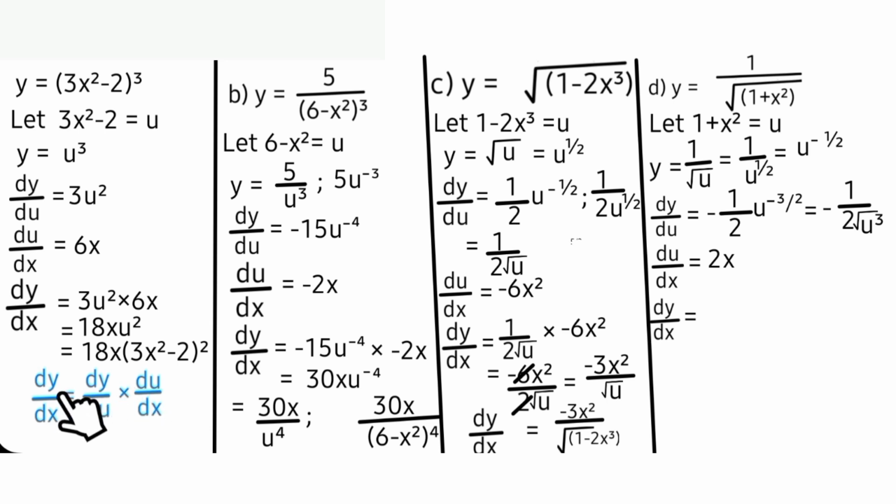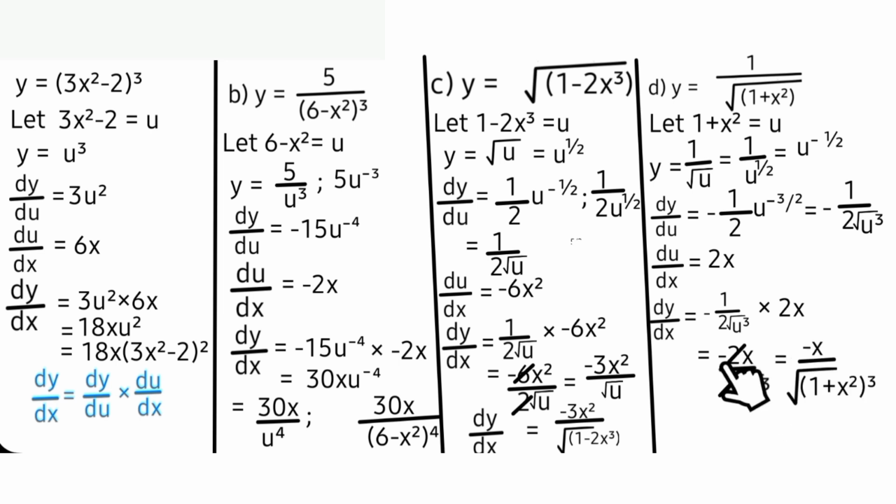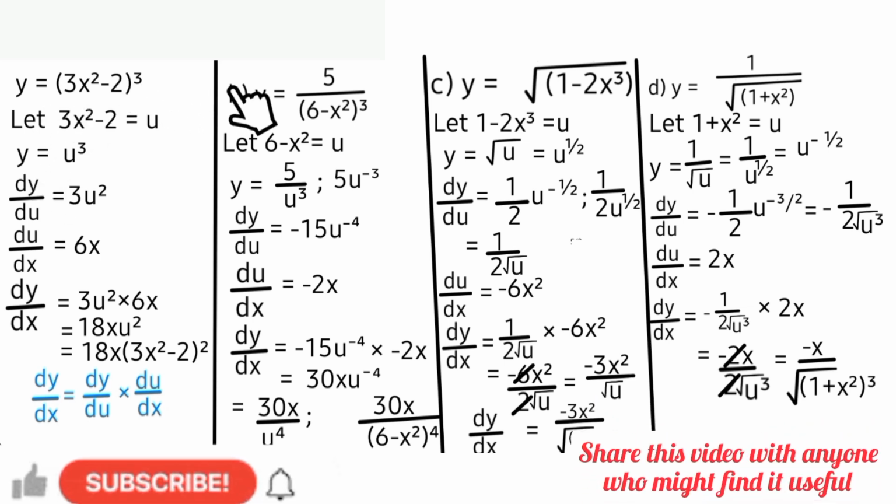Applying the chain rule formula, dy over dx will be equal to dy over du times du over dx. 2x times minus 1 divided by 2 root u raised to power 3. The 2 here cancels this 2 here. On the numerator, we are left with minus x divided by square root of u. Remember, our u value is 1 plus x squared and then raised to power 3. So we succeeded in using the chain rule formula to get the derivative of all these functions.